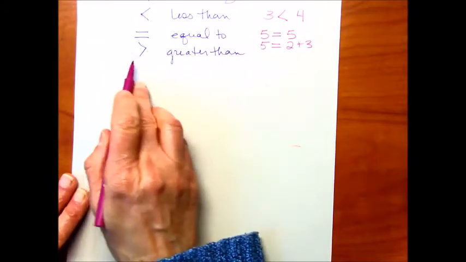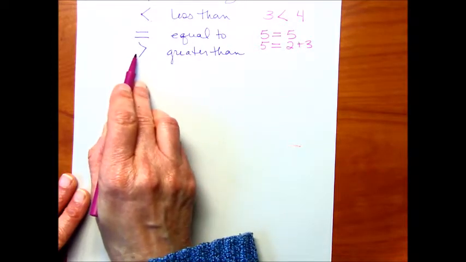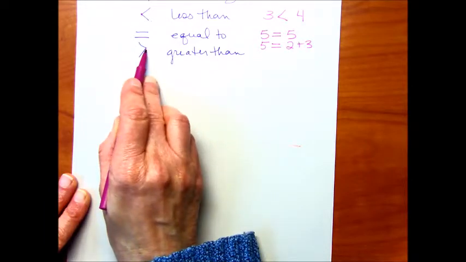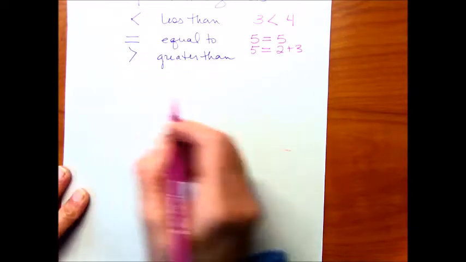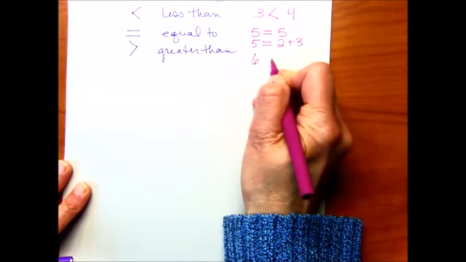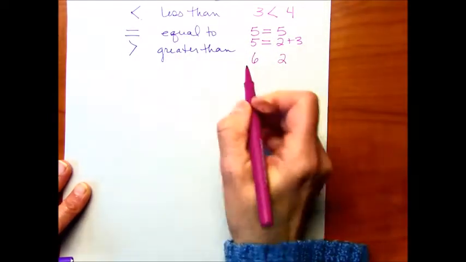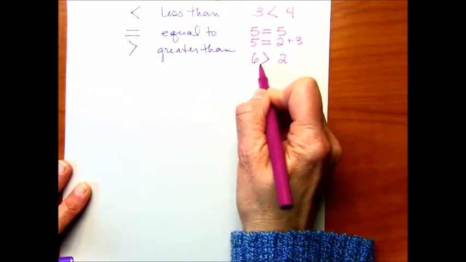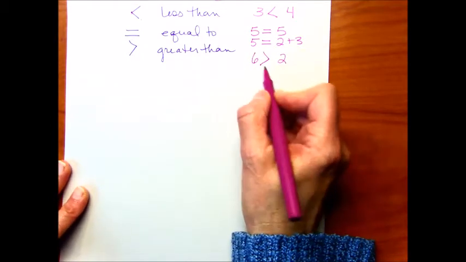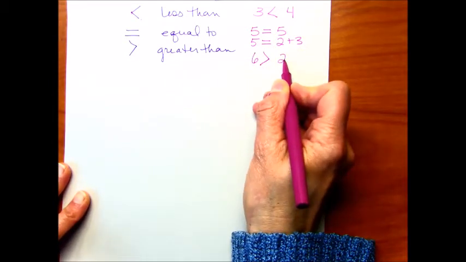And this last one is called greater than, and notice that the opening is facing the larger number, the point is facing the smaller number. So for instance, we can have 6 and then compare that to 2, okay? So 6 is the larger number, so 6 is greater than a smaller number, which is 2. The opening faces the larger number, the point faces the smaller number.